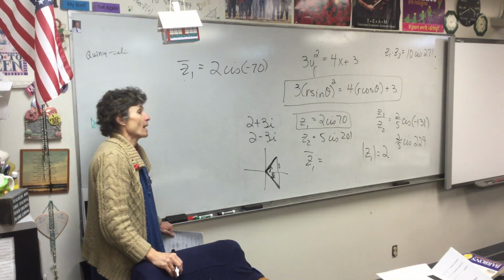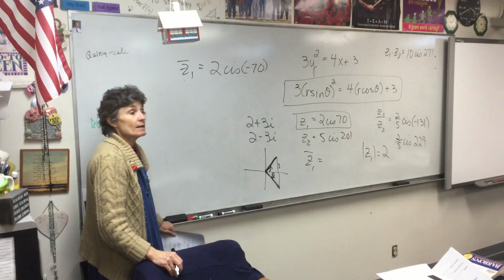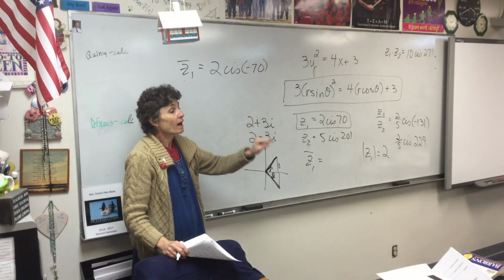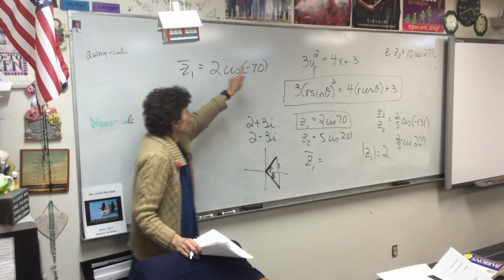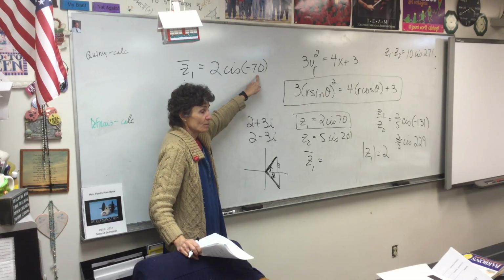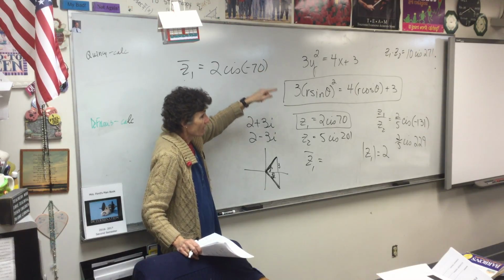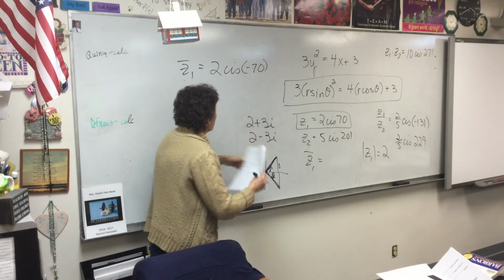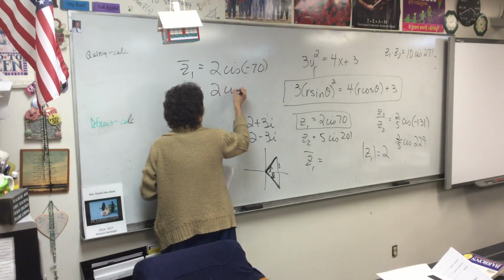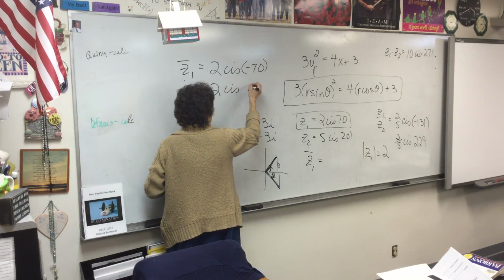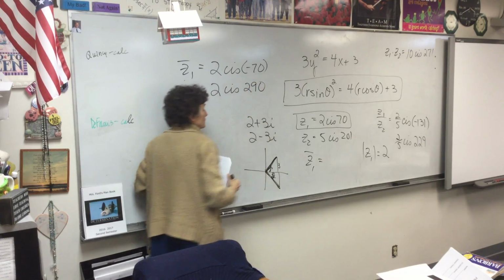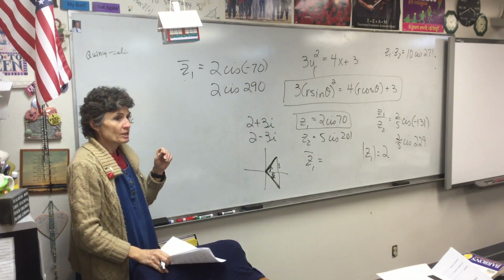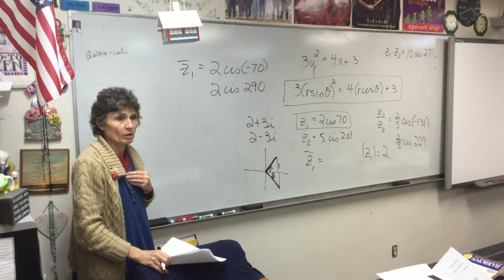But you're not allowed to have a negative theta. Okay, now wait. Every time you do the conjugate, this is going to be negative. So every time you do the conjugate, you're going to have to fix it. So what will be the best answer then? 290. We just need a positive coterminal angle.